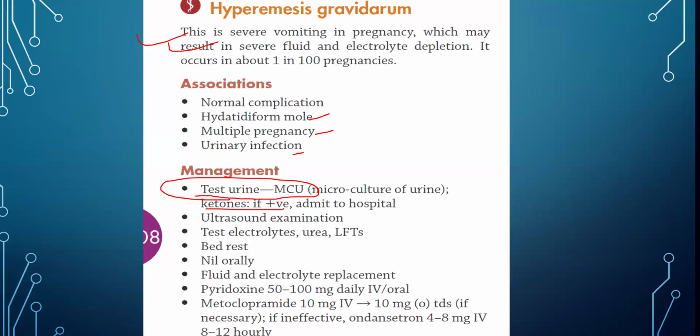For that patient, you need to send them to hospital for IV fluid. You will also do blood test and ultrasound to rule out other conditions. If everything is good, then the patient will need a few things. One, definitely fluid and electrolyte replacement, and you can give them metoclopramide, and if that is not effective, ondansetron.